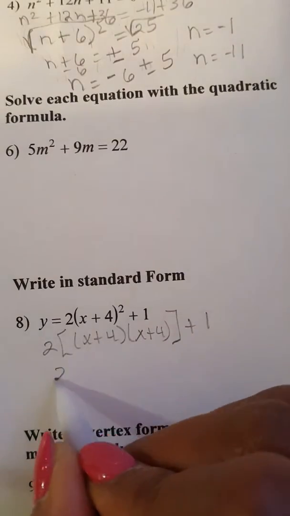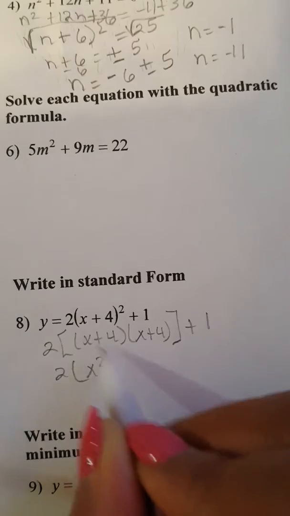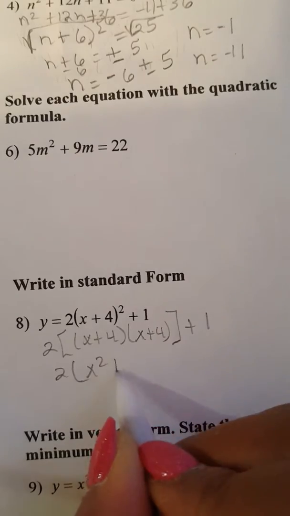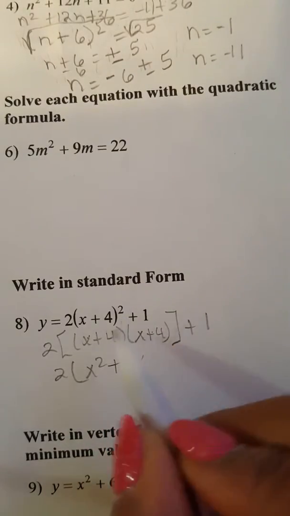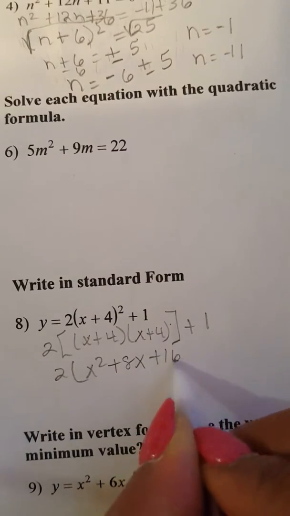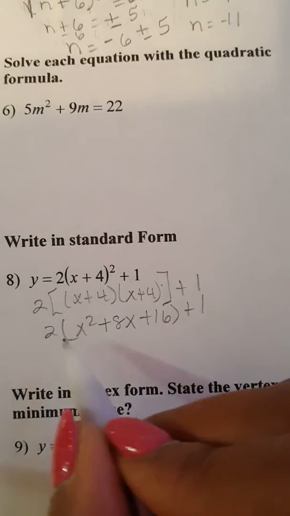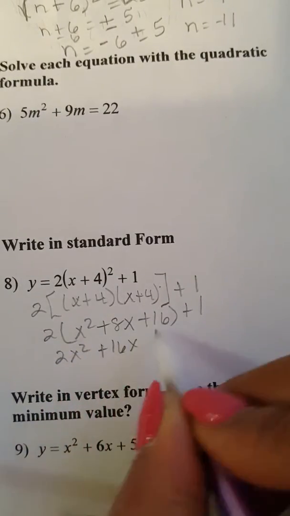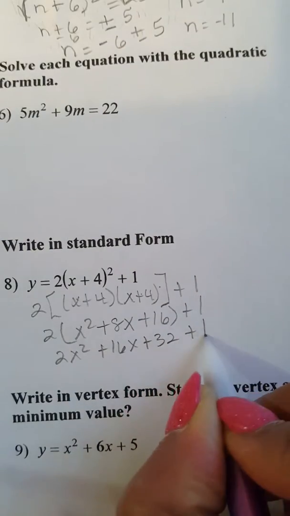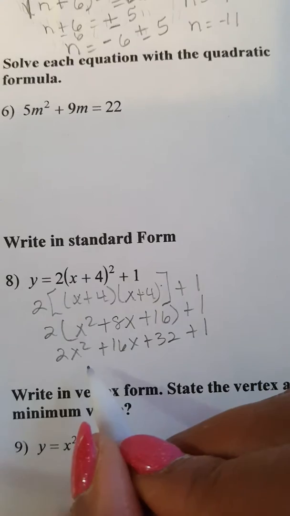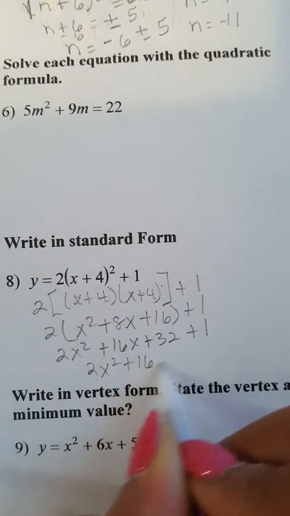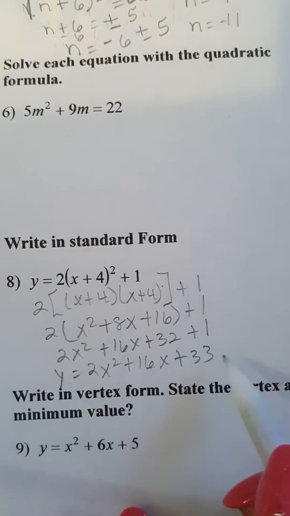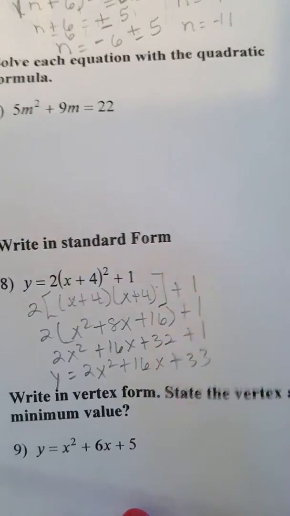So we first FOIL, and that'll give us x squared. X times x is x squared. The outer is 4x, the inner is 4x. Add those together, we get 8x for our middle term, and then multiply the last. That's plus 16. Then distribute the 2. So that's 2x squared plus 16x plus 32 plus 1, and then the last thing you do is add 1. So it's 2x squared plus 16x plus 33. So that would be standard form for this particular equation.